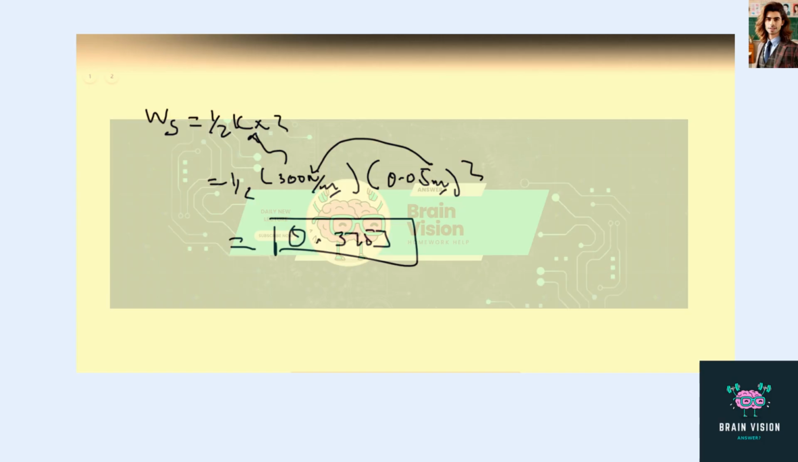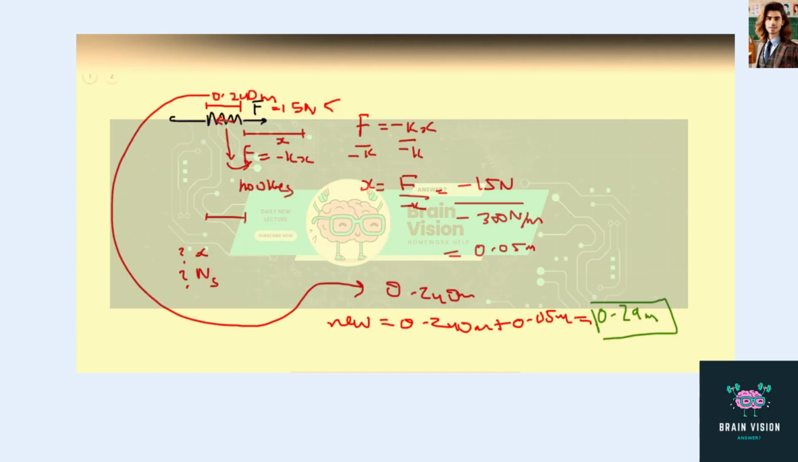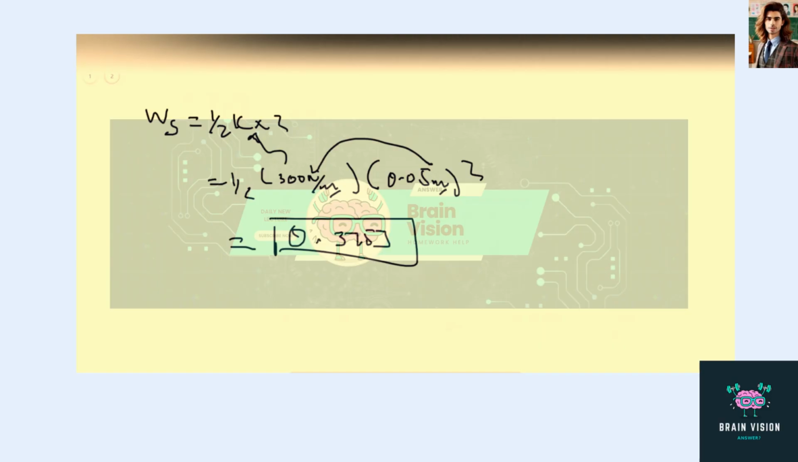I hope you enjoyed the process. Initially, we wanted to find by how much the spring stretches. We add that to the original length of the spring. That's 0.29 meters. And then on top of that, we want to find the energy used in stretching the spring. So that becomes 1/2 times k, which is 300 newtons per meter, and then times x squared, which is 0.05 meters.